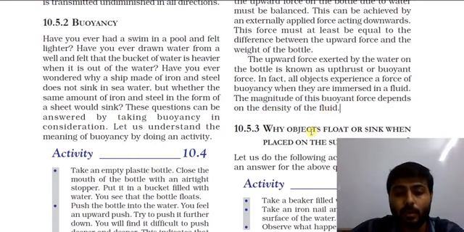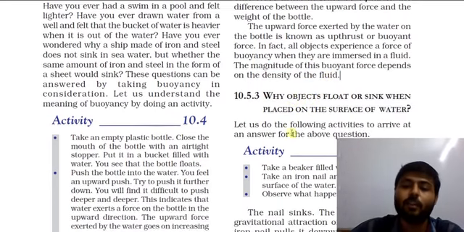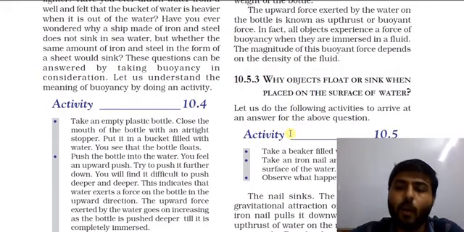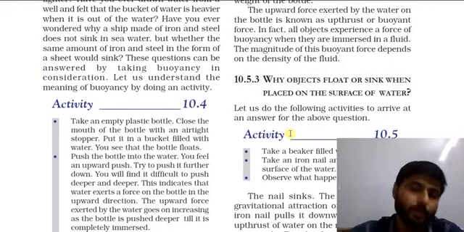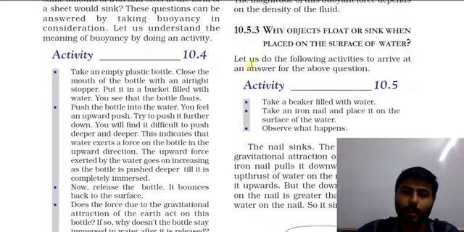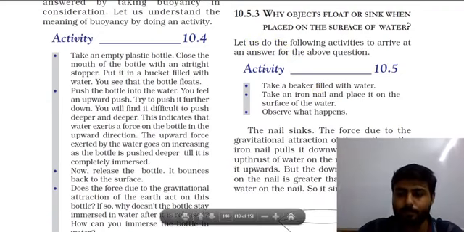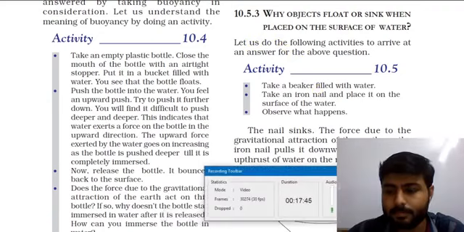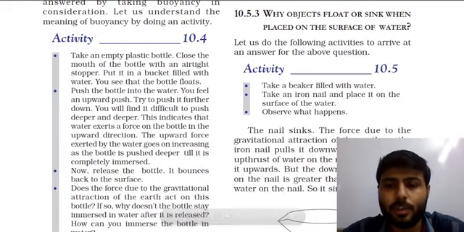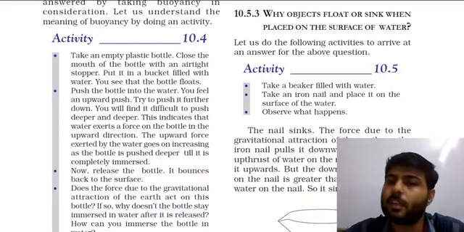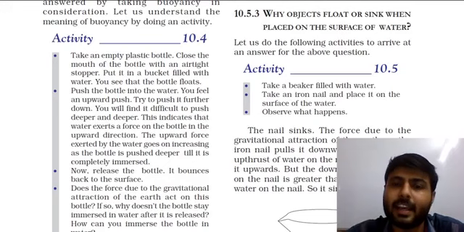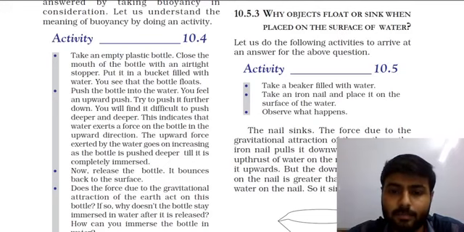Now we try to understand the reason behind floating and sinking of objects in water or any fluid. So we have our topic 10.5.3, why objects float or sink when placed on the surface of water. Let us do the following activity to arrive at an answer to the above question. We want to find a reason behind floating and sinking of objects in water.